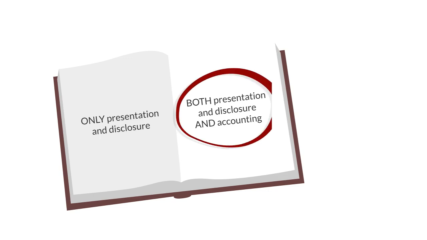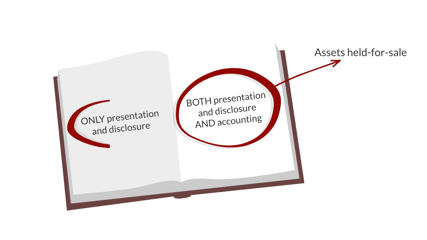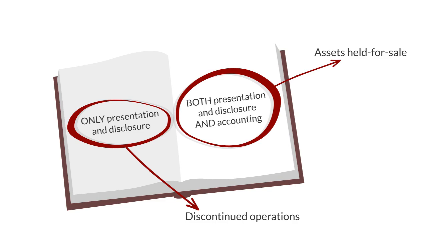For assets classified as non-current assets held for sale, IFRS 5 impacts presentation on the balance sheet of all assets and liabilities in the disposal group, and also impacts the measurement of certain non-current assets. So, IFRS 5 addresses both presentation and disclosure and the accounting. On the other hand, for assets classified as discontinued operations, IFRS 5 impacts only presentation in the Statement of Comprehensive Income or the income statement.